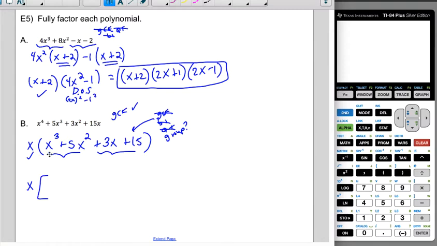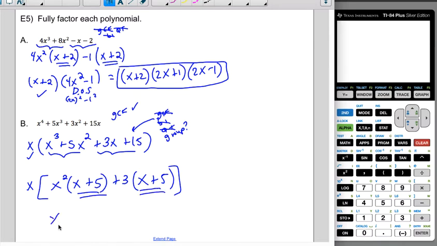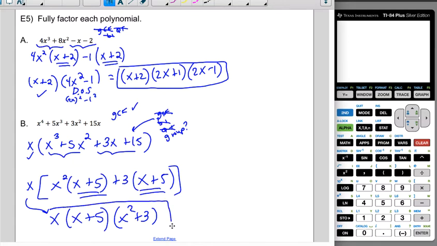So I can yank an x squared out of here and be left with an x plus 5. And I can yank a plus 3 out of this one and be left with an x plus 5. So now I have this new secret group GCF that is an x plus 5. So I have the x out in front that hasn't moved the whole time, the x plus 5, and what's left is an x squared plus 3, which does not factor because it's not a difference of squares, right? It's a sum, right? X squared plus 3 doesn't factor, and that's my answer.